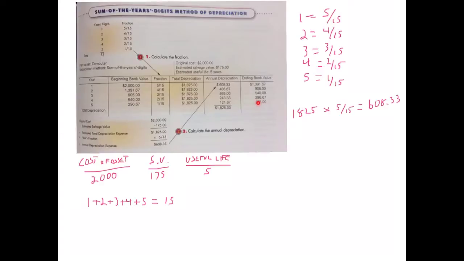They'll equal out. So on this one, for year two, it doesn't matter what our book value is, because in year two we're still doing 1825 times 4/15. That gives us 486.67. So that's year one, that's year two. Year three is still 1825 times 3/15, which gives us 365. And then so on for year four and year five.